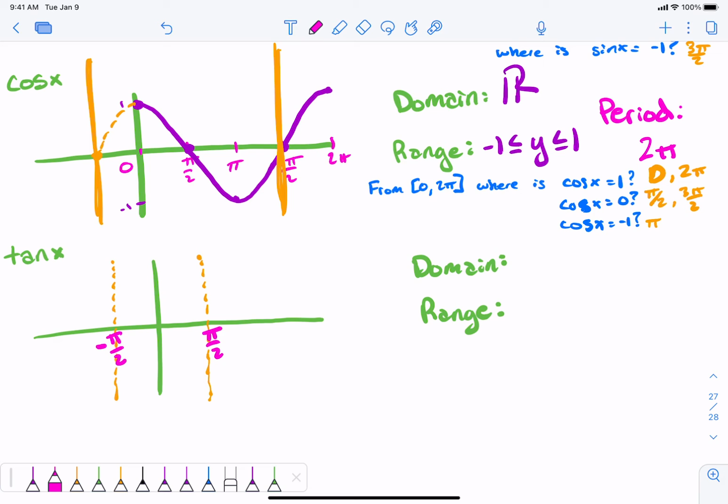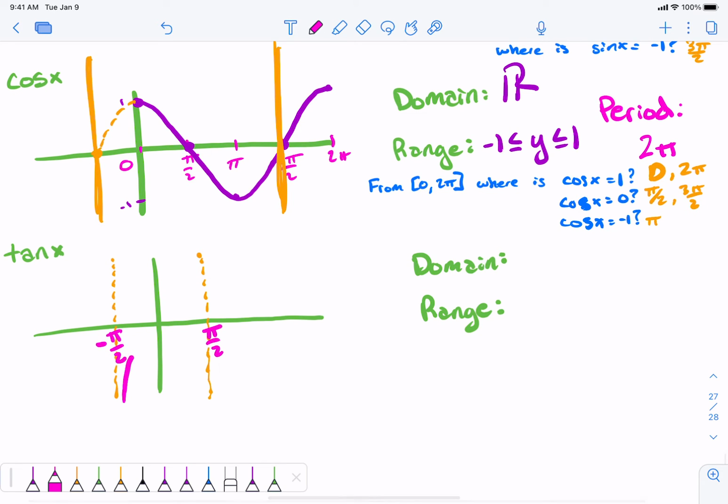Okay, and here's what tangent looks like. It looks nothing like sine and cosine. Tangent reminds me of an x to the third power function, which does one of these, and then does one of those. That's what tangent looks like. That is one full period of tangent.